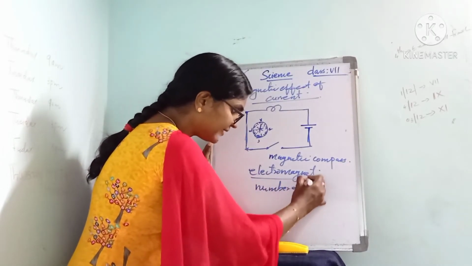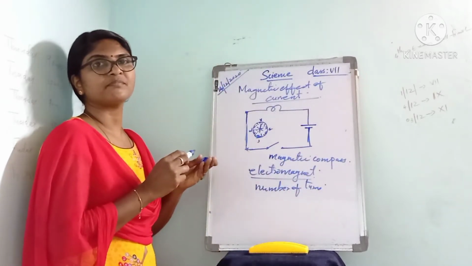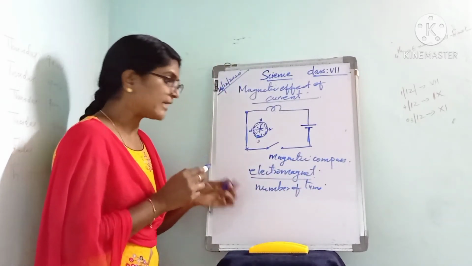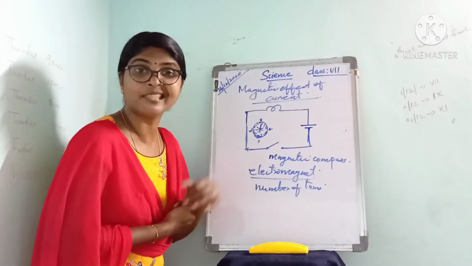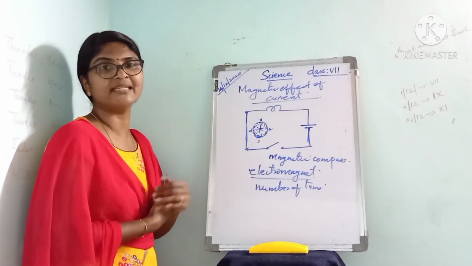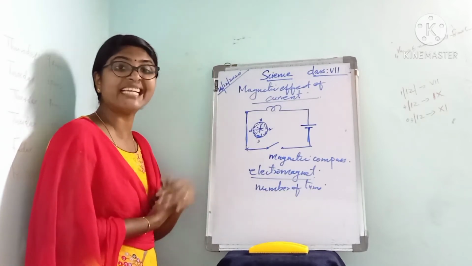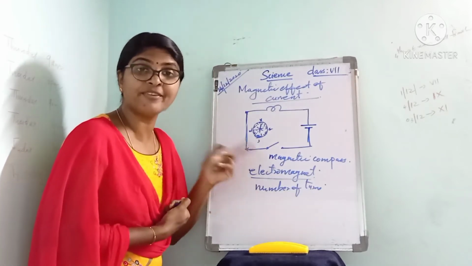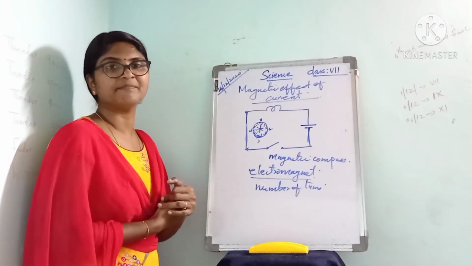Number of turns. Okay. The strength of an electromagnet can be increased by increasing the number of turns of the wire wrapped around it. Listen to it.